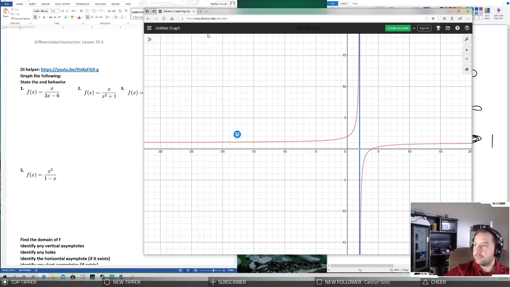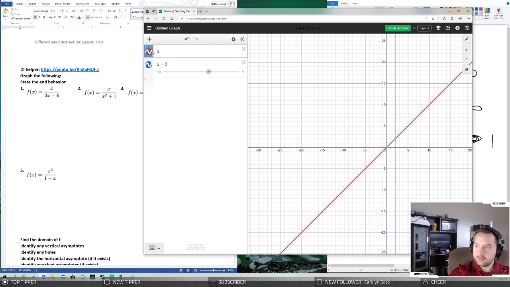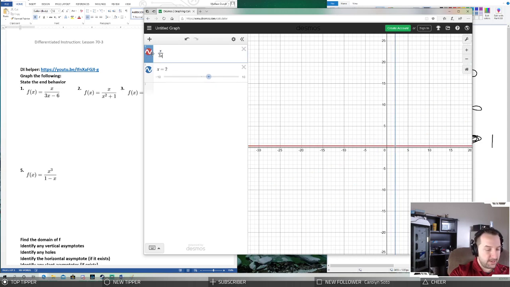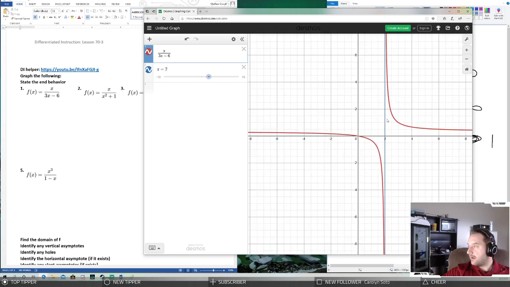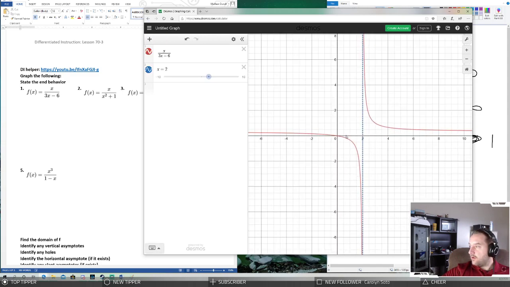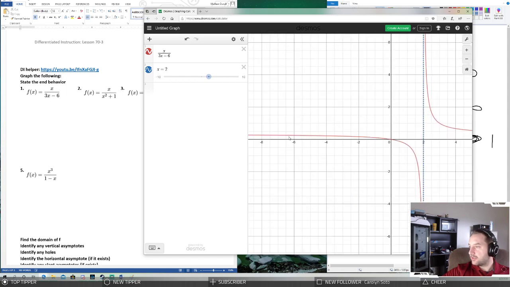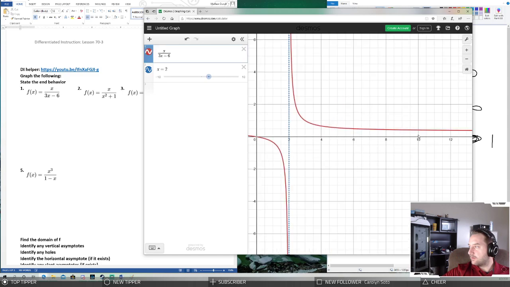Okay, let's look at another one. So we have x over 3x minus 6. Again, I have a vertical asymptote at 2, so that worked out. I'm going to make it dotted this time because it's annoying me that it's not dotted. For the vertical asymptote, horizontal asymptote, that looks like, ooh, that's weird, huh?